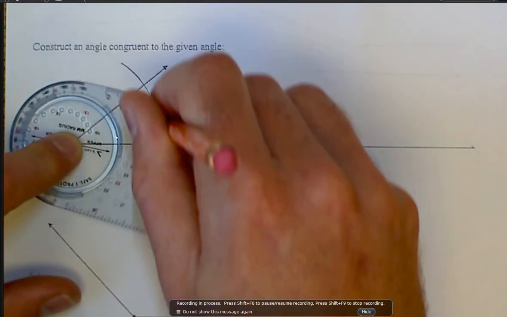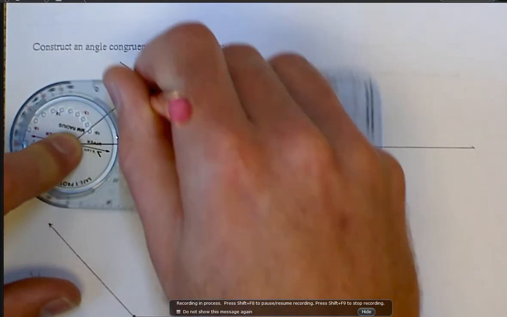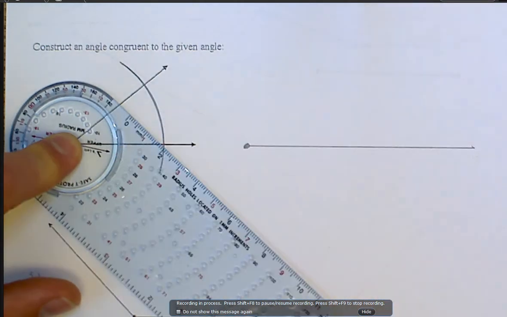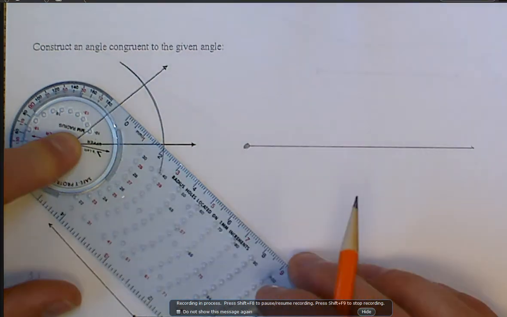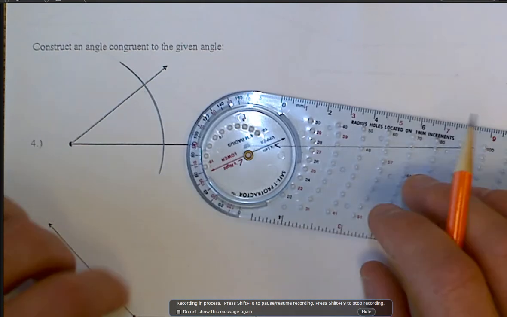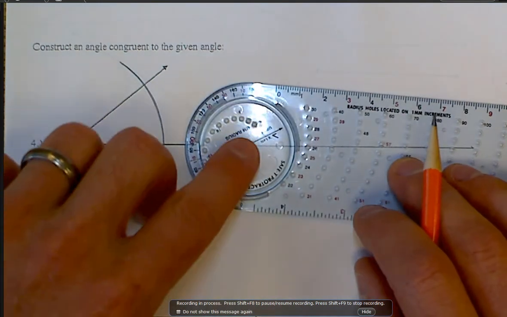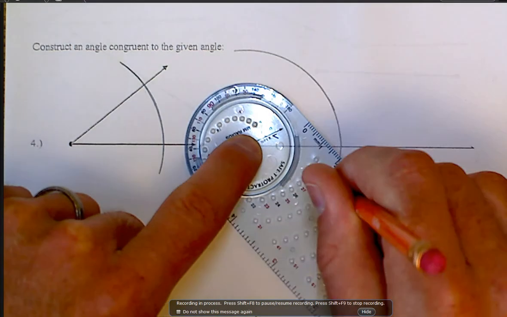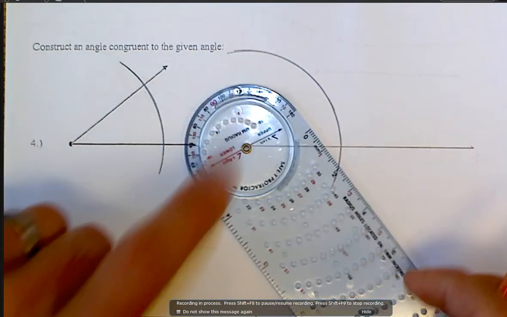Now remember, again, where your pencil is at, it's on 40. Okay, make a swoop there. You're going to pick up your contractor, bring it right over to the other endpoint, and make that exact same swoop. Put your pencil in at 40, and you're going to make a decent half circle there, just like that.